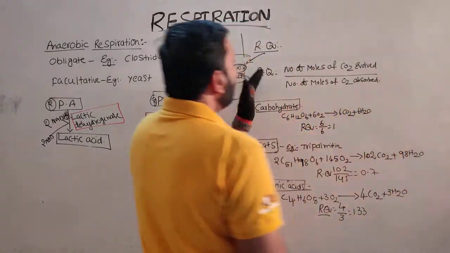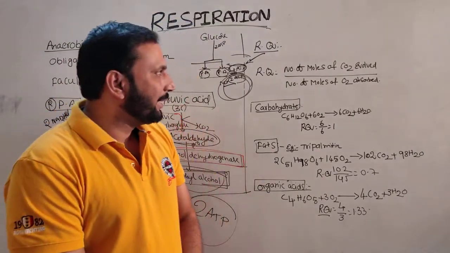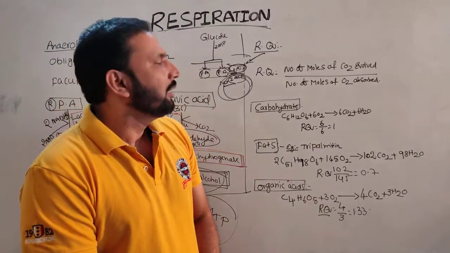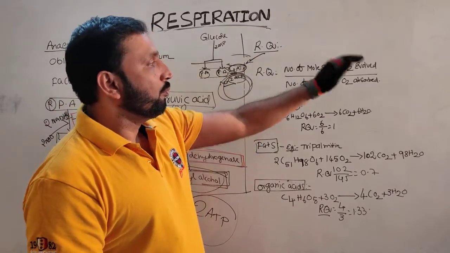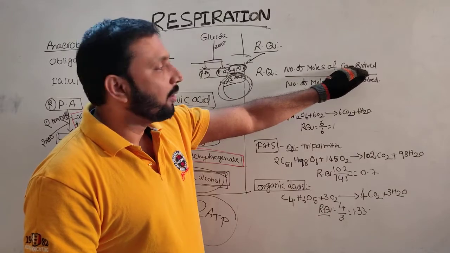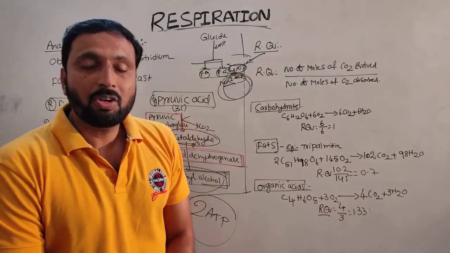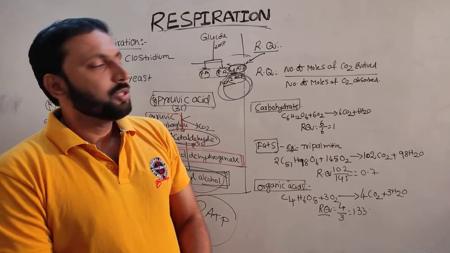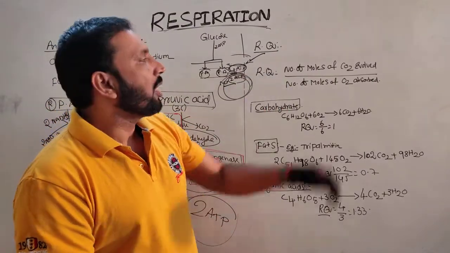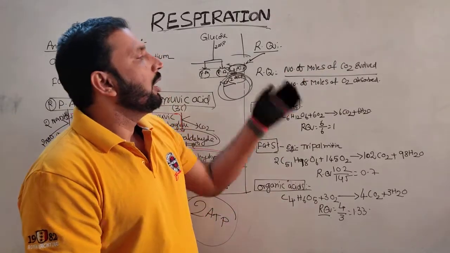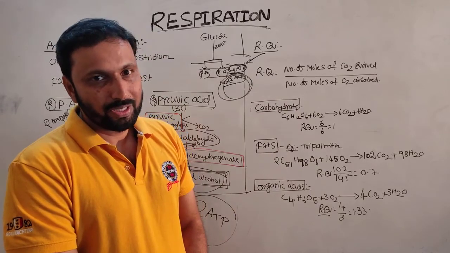Then when you go for respiratory quotient, it explains, during respiration, the ratio between the number of moles of carbon dioxide evolved and the number of moles of oxygen absorbed. That is called respiratory quotient. So the respiratory quotient means the ratio between carbon dioxide evolved and oxygen absorbed during respiration.